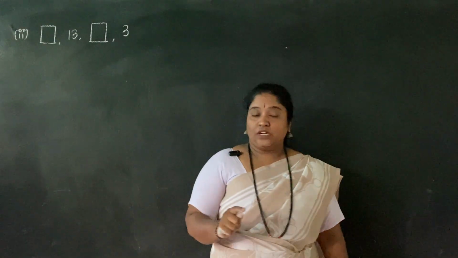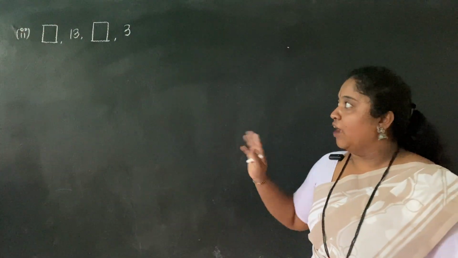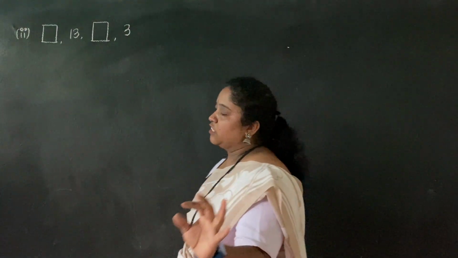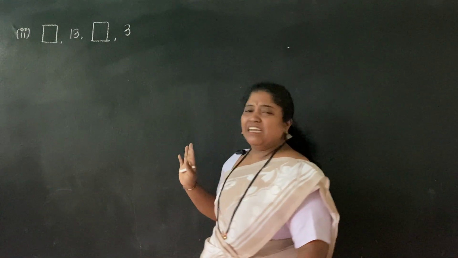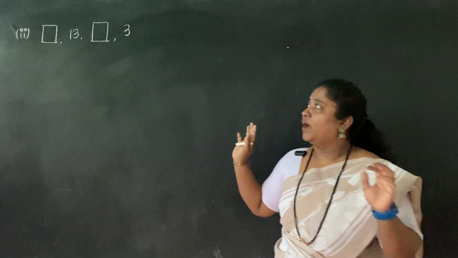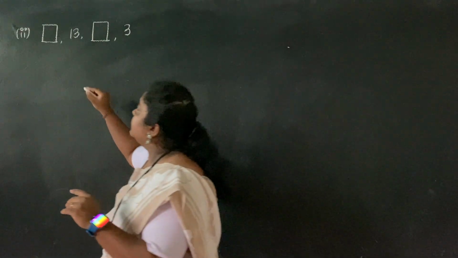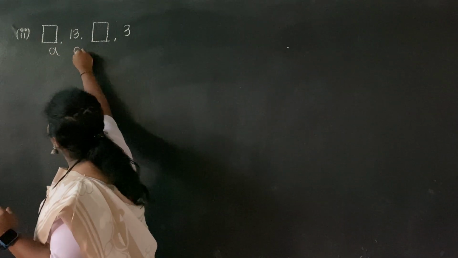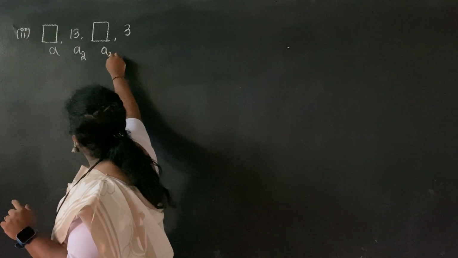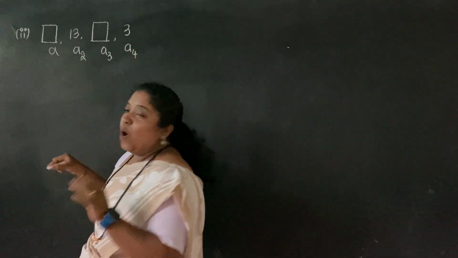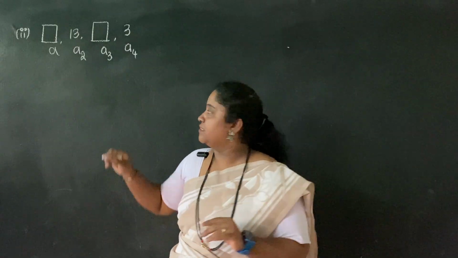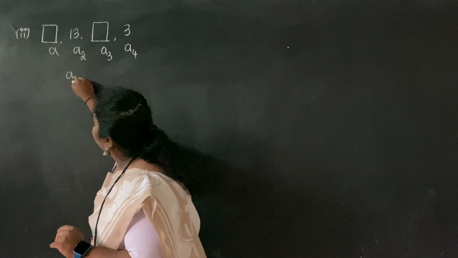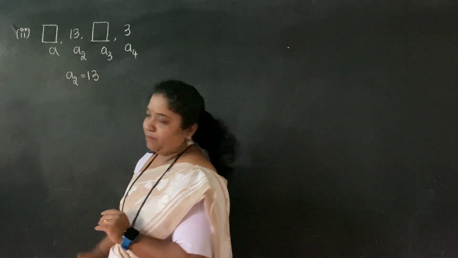Now, the second question on the same fill in the blanks type. Look at the board. These questions are very important here. Dash, 13, dash, 3, nothing is provided. They have just provided you some values. See, dear, this is the first term A, second term A2, third term A3, fourth term A4. Only provided informations are A2 and A3, isn't it? See here, A2 is given as 13.